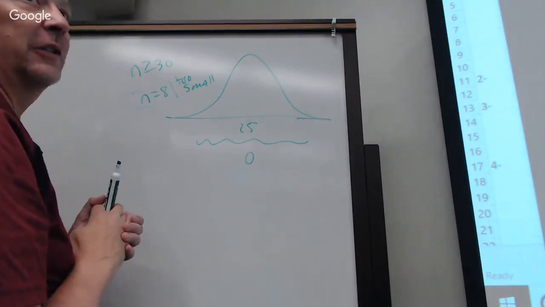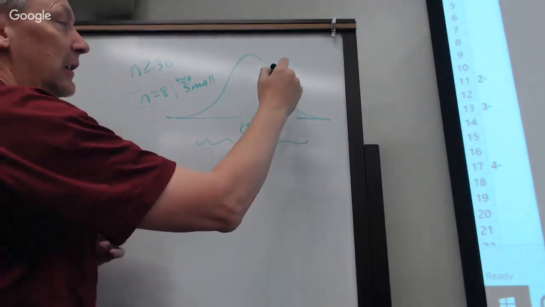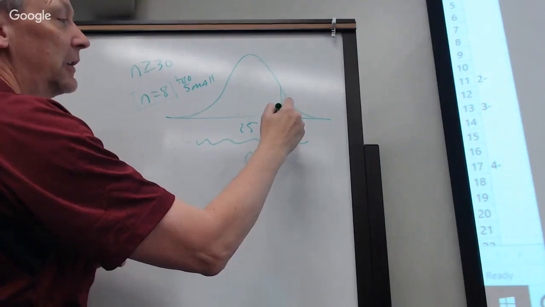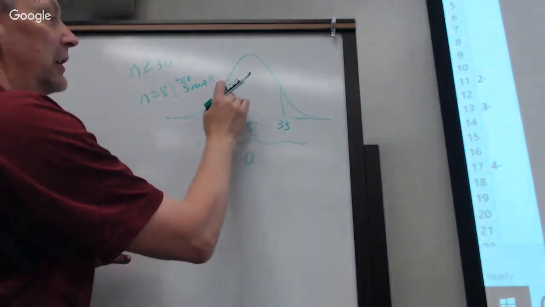33. They were going 33, which is faster than 25, right? Yep. Okay, they were going 33. Do we want to shade the area to the left or to the right?